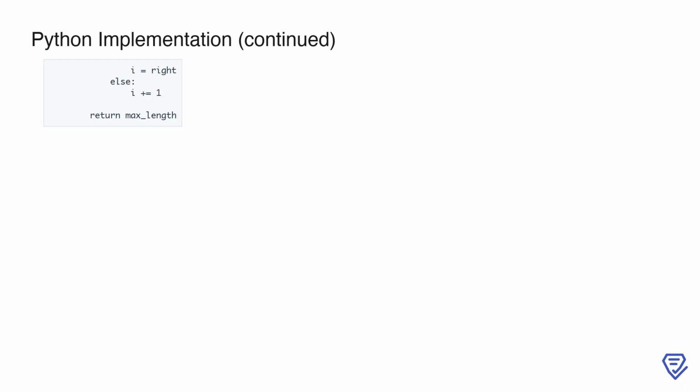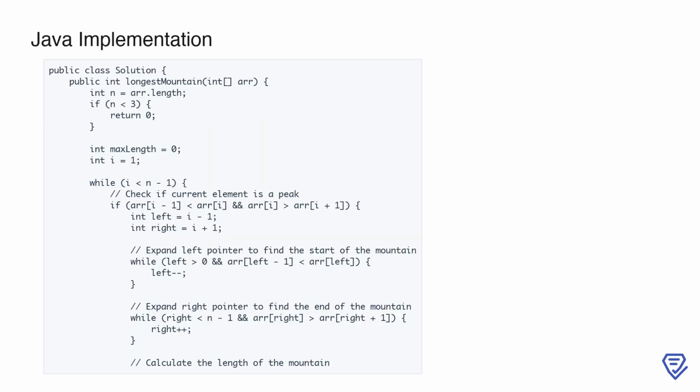By using this approach, we ensure that we efficiently identify and measure all potential mountains, skipping unnecessary checks and operating within O(n) time complexity. Here, we are implementing a solution to find the longest mountain in an array, where a mountain is defined as a subarray that strictly increases to a peak and then strictly decreases. First, we start by checking if the array length is less than 3, as it's impossible to have a mountain in such a case. If the condition is met, we return 0 immediately.